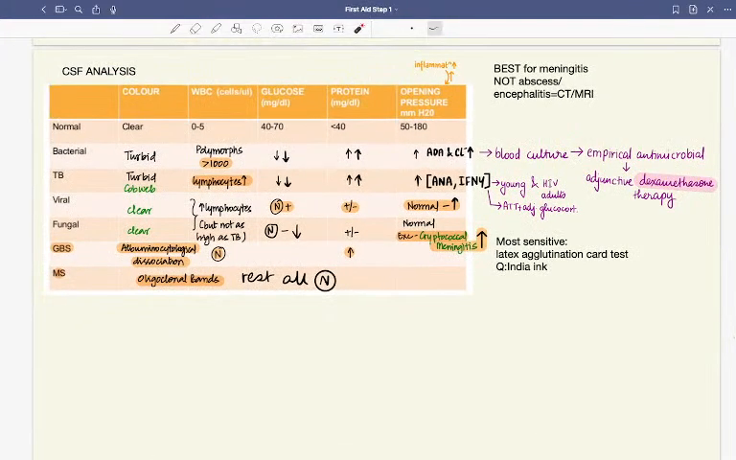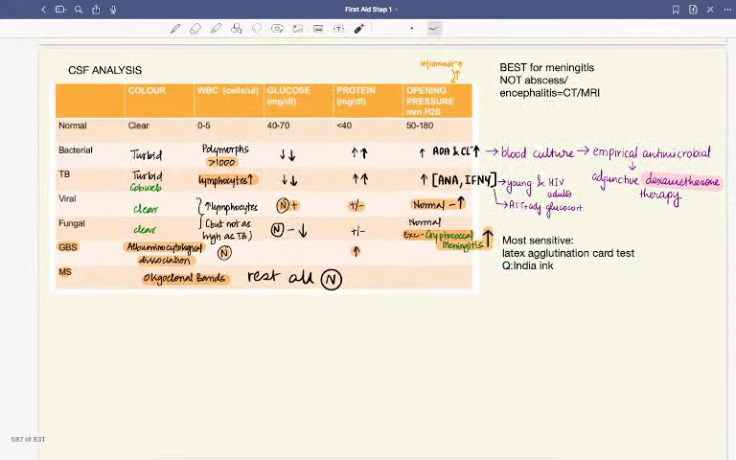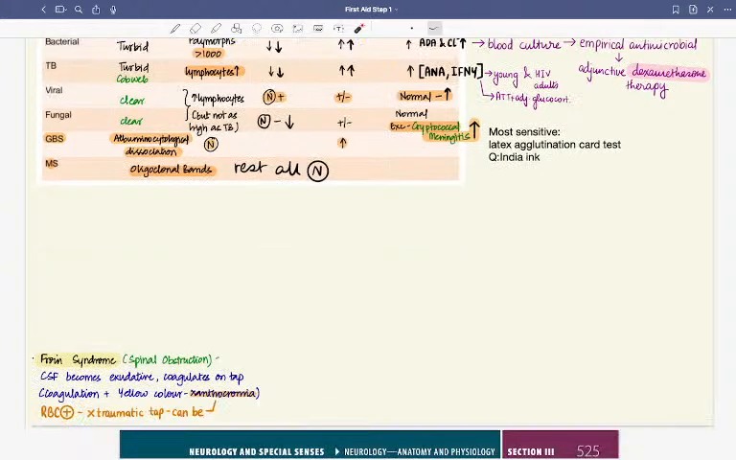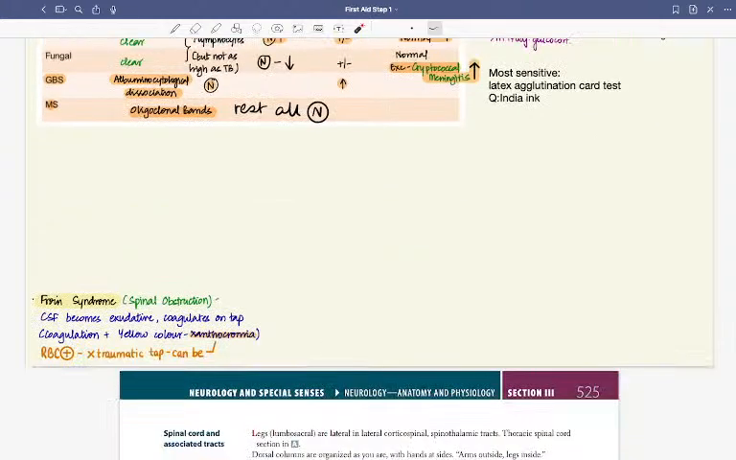And the most sensitive is the latex agglutination card test in case of cryptococcal meningitis. See, India ink is one of them, but the most sensitive is the latex agglutination card test. Cryptococcal meningitis. Okay. Systemic fungi. Okay. What is Froin syndrome? Froin syndrome is spinal obstruction. CSF becomes exudative and coagulates on tap. Okay, that is Froin syndrome.